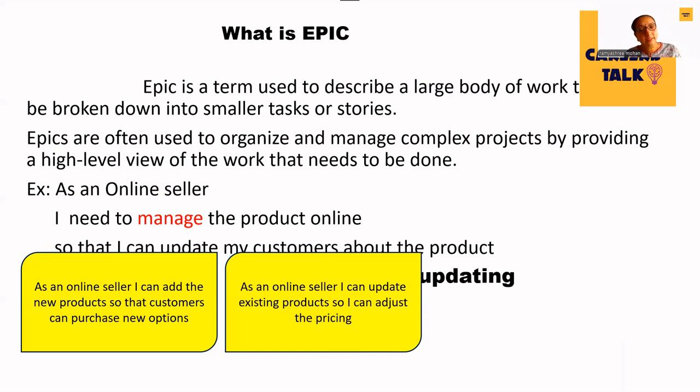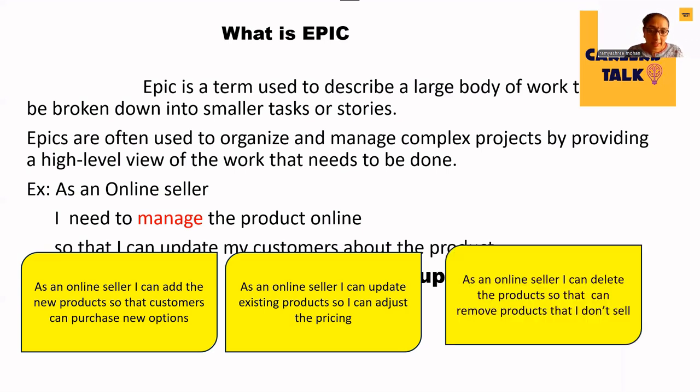As an online seller, not only adding the product, I should also be able to update the existing product so that I can adjust the pricing. When I say update, it can be the product image, the product price, the product features, the description, anything can be updated, the colors, or any extra features that are available. Basically, editing anything about the product is called an update, and an online seller must be allowed to do that.